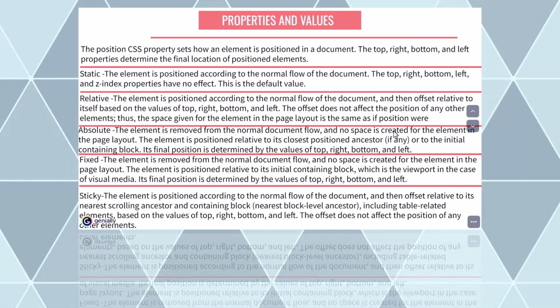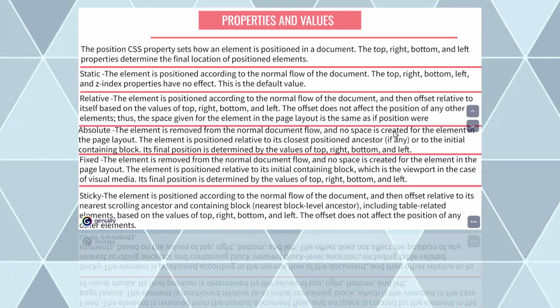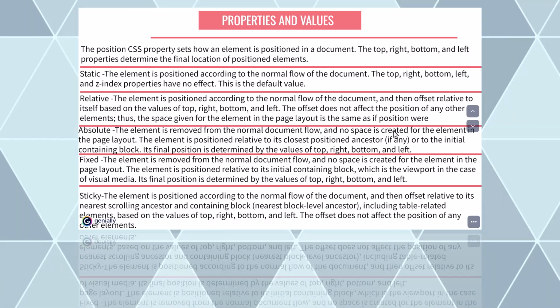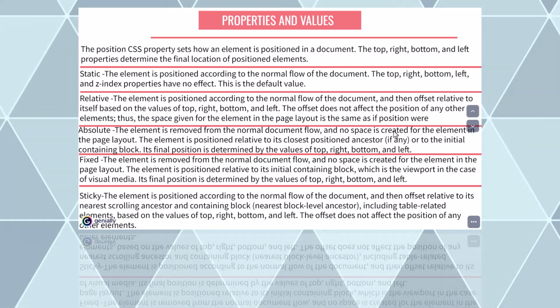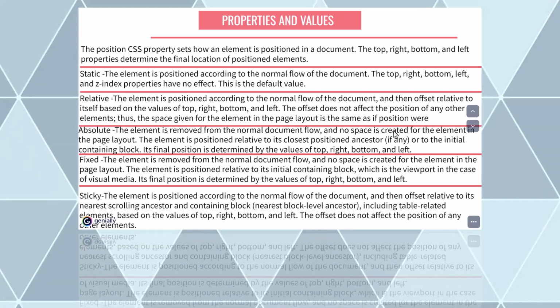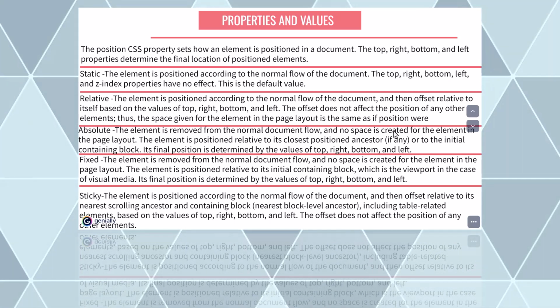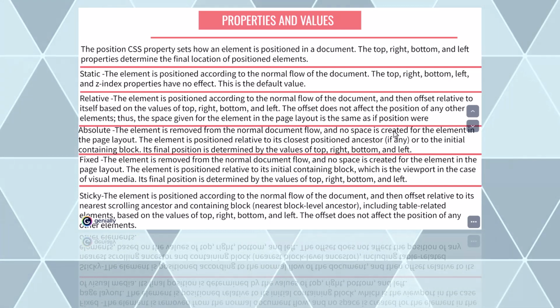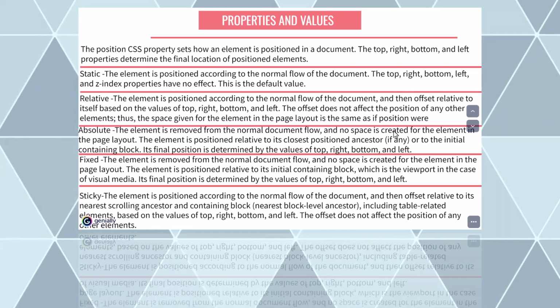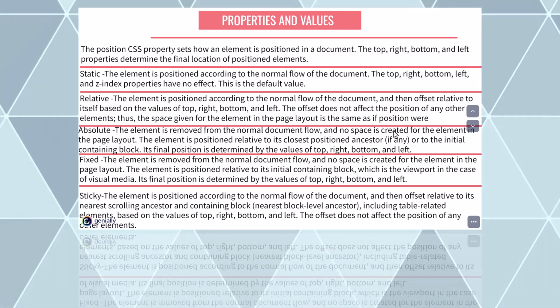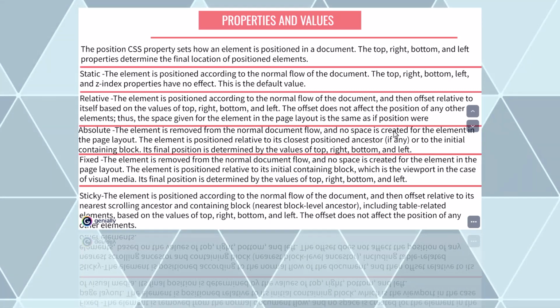The element is removed from the normal document flow and no space is created for the element in the page layout. The element is positioned relative to its closest positioned ancestor, if any, or to the initial containing block. Its final position is determined by the values of top, right, bottom, and left.